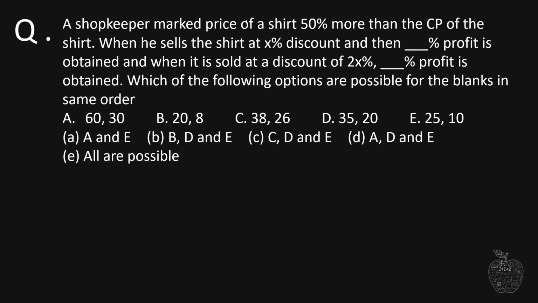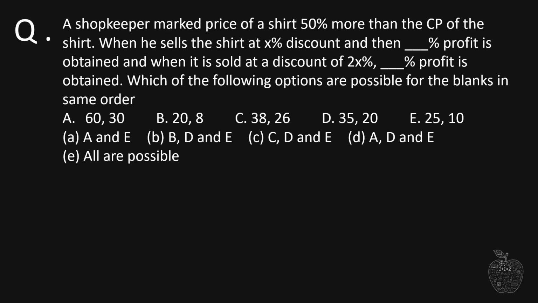A shopkeeper marked the price of a shirt 50% more than the cost price of the shirt. When he sells the shirt at X% discount, a certain percent profit is obtained, and when it is sold at a discount of 2x%, another percent profit is obtained. Which of the following options are possible for the blanks, in the same order?